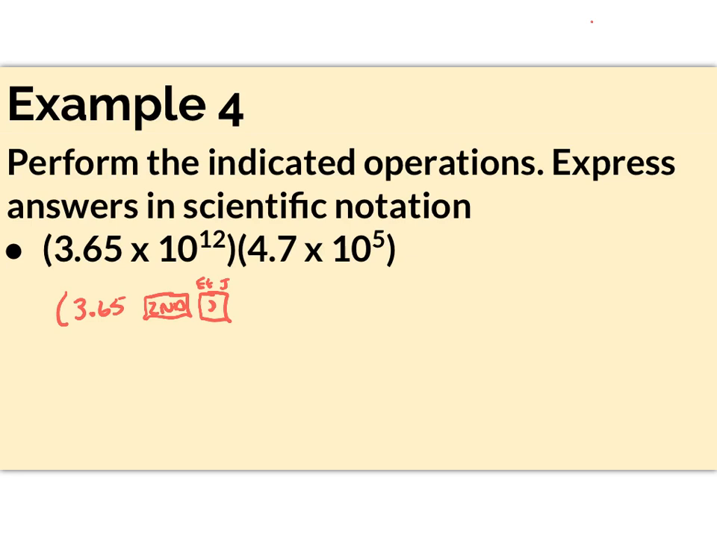The second function brings up all the blue buttons on a TI-84, and the green alpha button brings up all the green functions on a TI-84. And then you just hit 12, because EE means times 10 to the power, scientific notation.